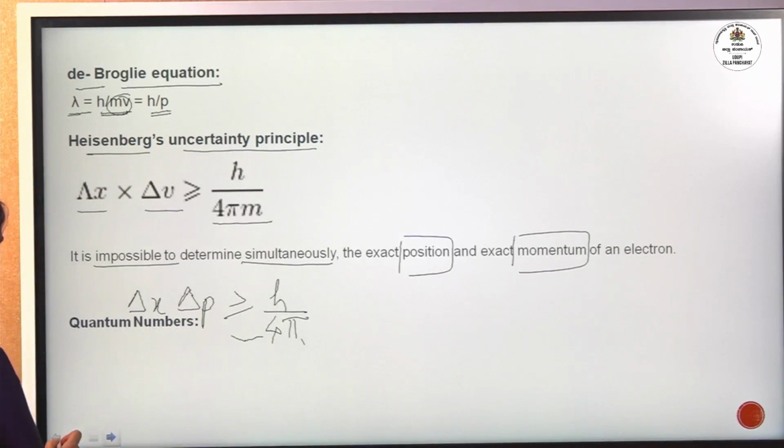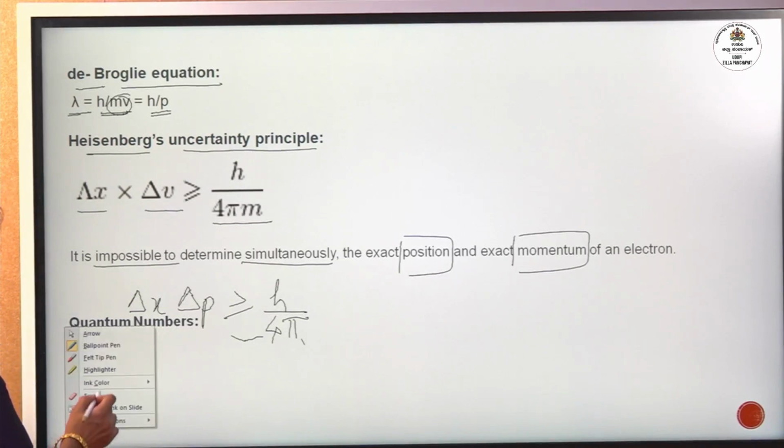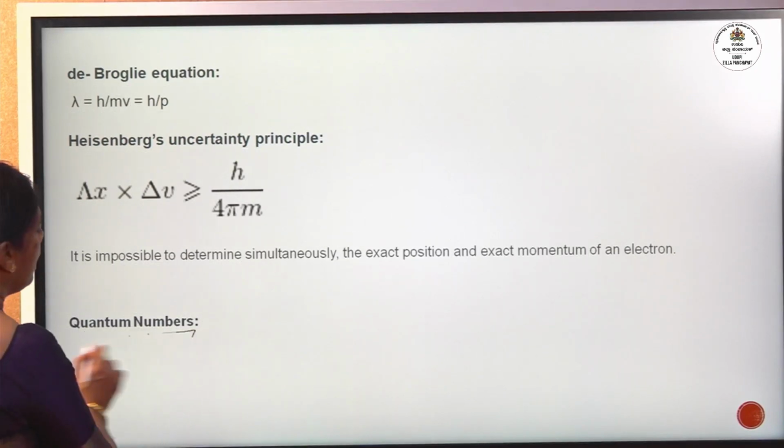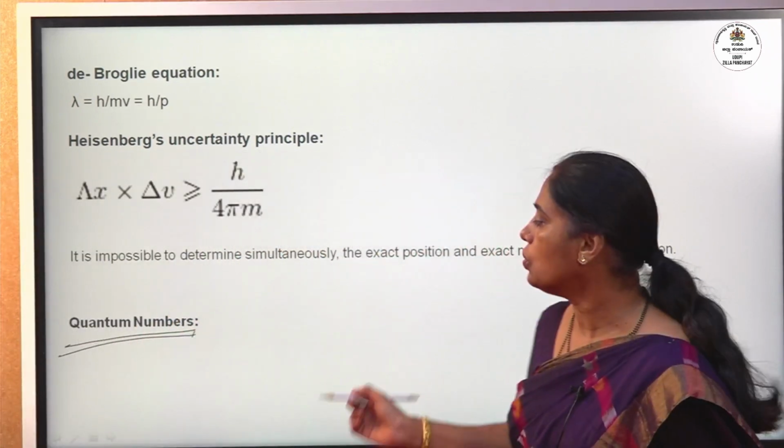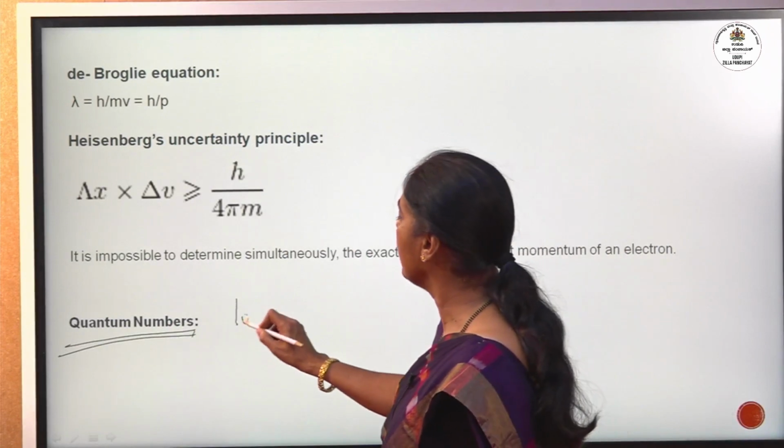Next, we will move on to quantum numbers. Quantum numbers are the numbers which are used to locate the electron.